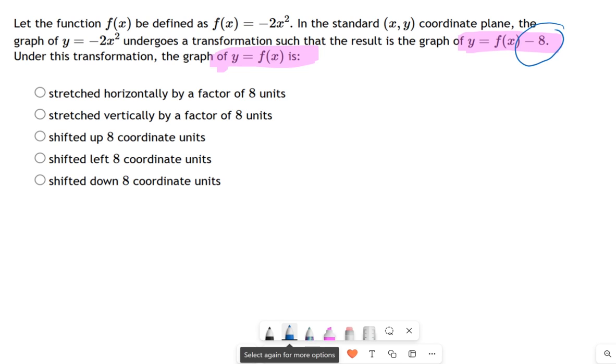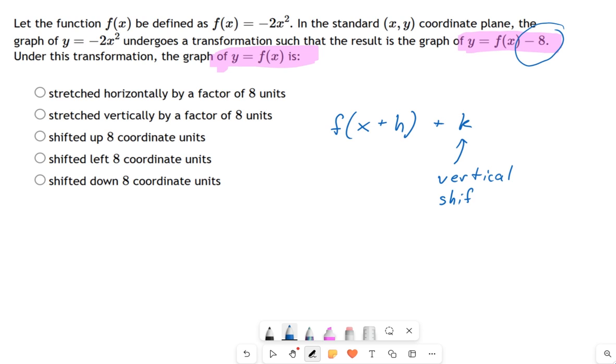So there's one good way to think of transformations. There's probably others, but if I think of things that happen inside the parentheses and things that happen outside the parentheses, things that happen outside the parentheses, like this k right here, those are vertical transformations. And in this case, that's a vertical shift that I'm pointing to. And if it's inside the parentheses, that's a horizontal shift. Okay, so these are my two types of shifts that I might see when transforming a function.